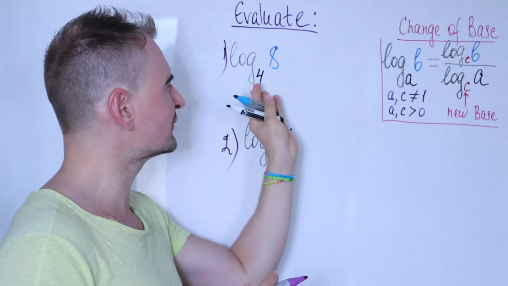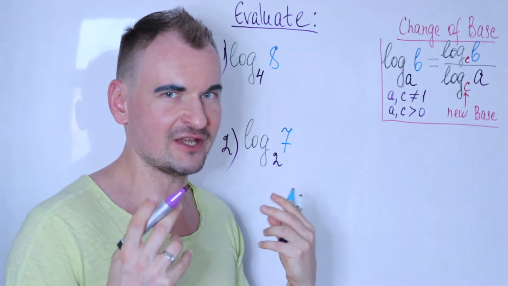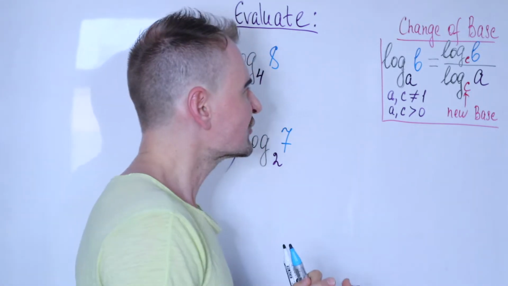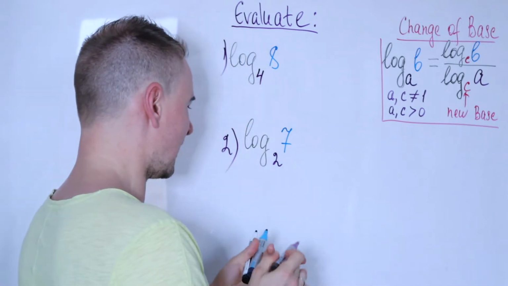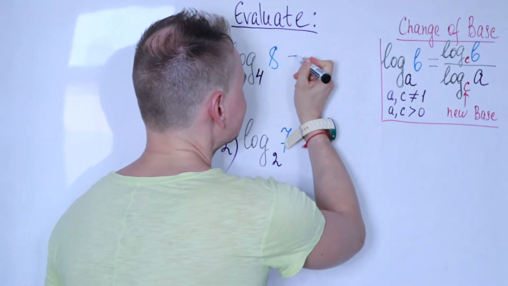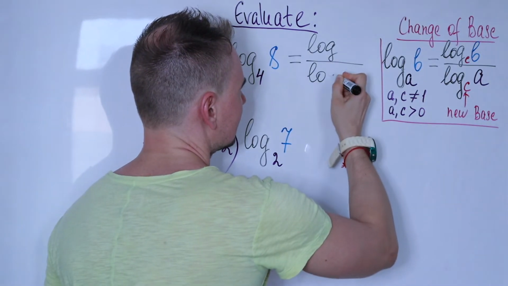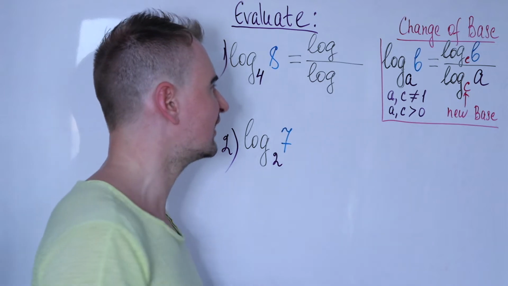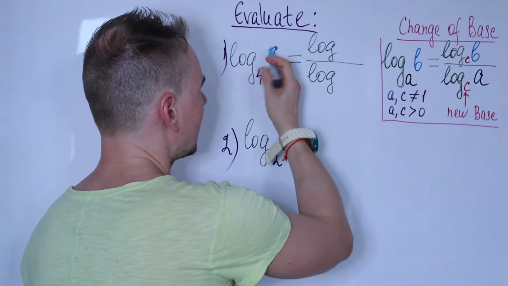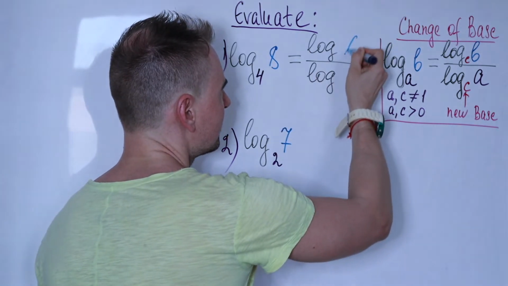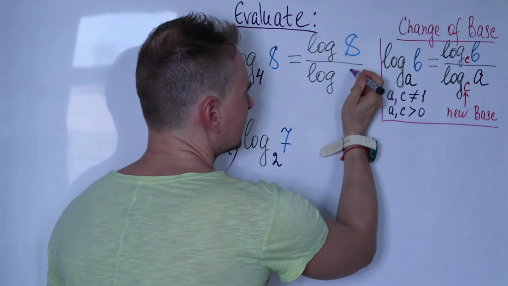Now, suppose you are given log to the base 4 of 8 and you need to find the value for that log. So we could basically use the change of base formula. All you do is rewrite it as two logs being divided, and your argument, which is 8, your large number, goes on top, and your base number, which is 4, goes on bottom.